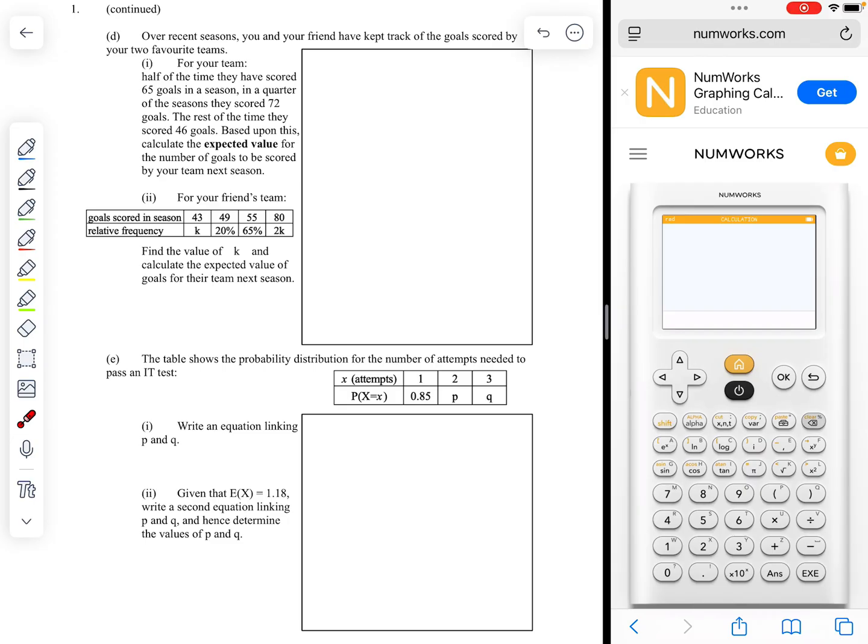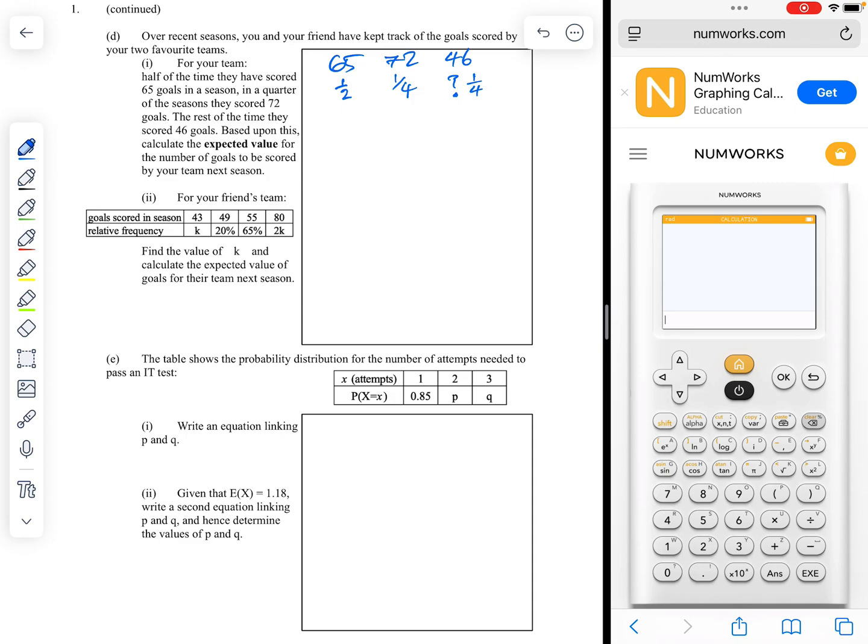So we are going to try and capture that information. We know that 65 goals happened half the time, and we can read that 72 was a quarter of the time, and the rest of the time was 46 goals. So we need to be filling in a number there. This one we can sort of see, a half and a quarter, that leaves a quarter, so the missing fraction is a quarter.